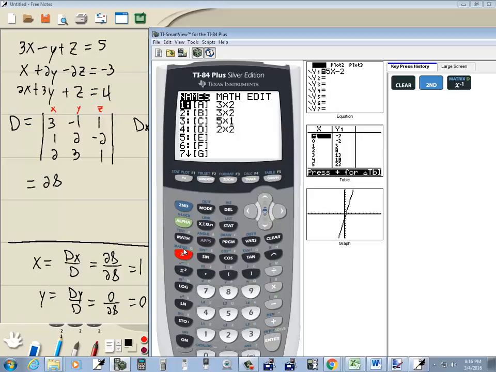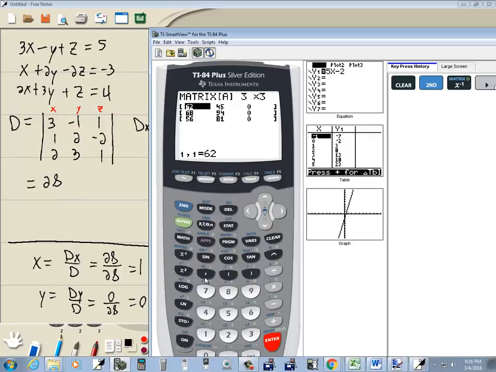Now, if you have a TI-83, not a TI-83 Plus, but a TI-83, you actually have a button that says matrix. Now we want to go over to edit, so I'm going to right arrow over to edit and press enter on that. Now it asks us for the size of our matrix, and the size is rows by columns. This is 3 rows and 3 columns, so do 3 enter, 3 enter.